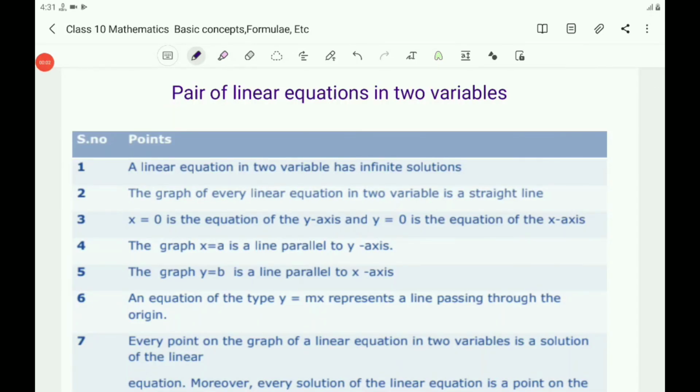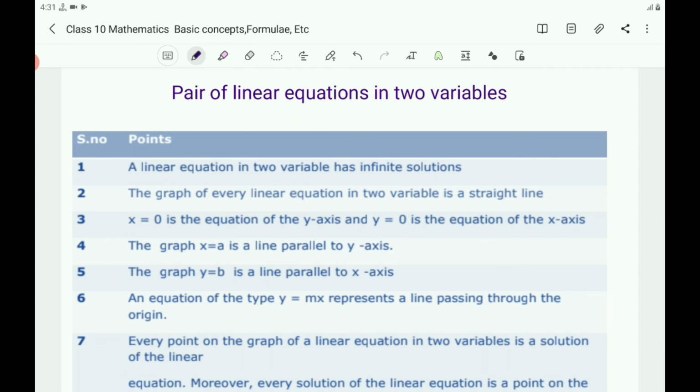Children, it is a continuation of the discussion of the basic concepts, formulae, and hints in the chapter of mathematics to score 100% marks in MCQ papers. Now let us take the pair of linear equations in two variables.